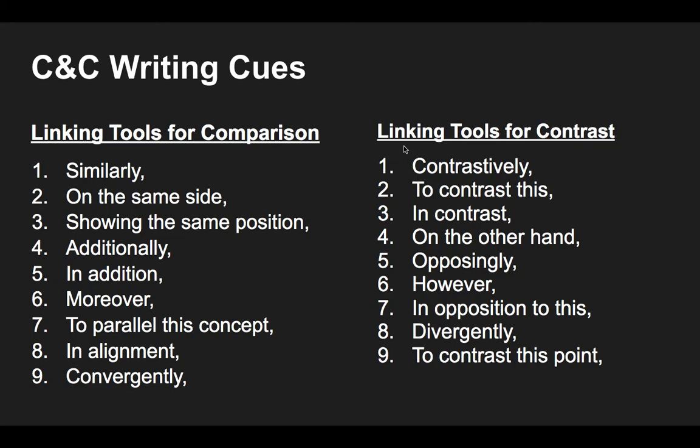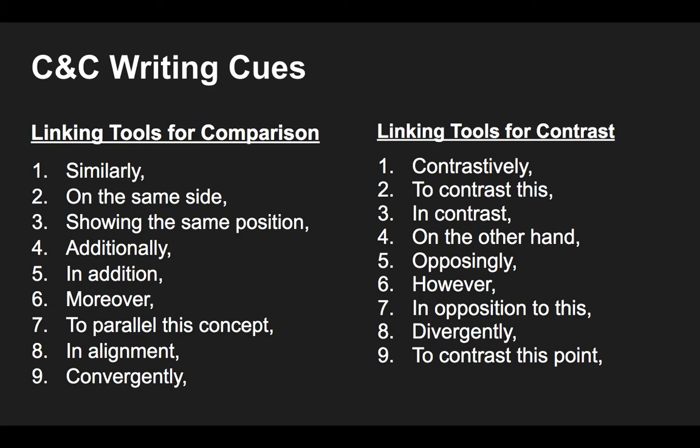So then over to the right-hand column, we've got linking tools that we can use for contrast. Contrastively, to contrast this, in contrast. On the other hand, opposingly, however, so that guy's also from our Humtatania family. In opposition to this, divergently, and to contrast this point. So number 1 and number 2 and number 9 are obviously fairly close, but what we're showing you is that, yeah, with a little bit of tweaking, we do have a fair bit of variety here. So we have 9 cues, both to show similarity and difference.